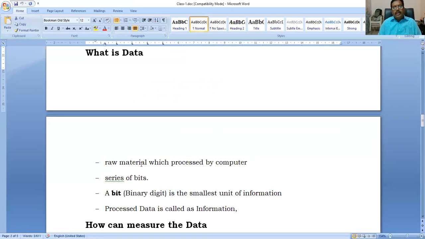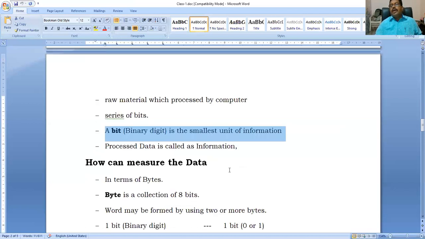Here it is also called a series of bits. A bit is nothing but a binary digit. This is the smallest unit of information, the smallest unit of computer memory. Processed data is called information.